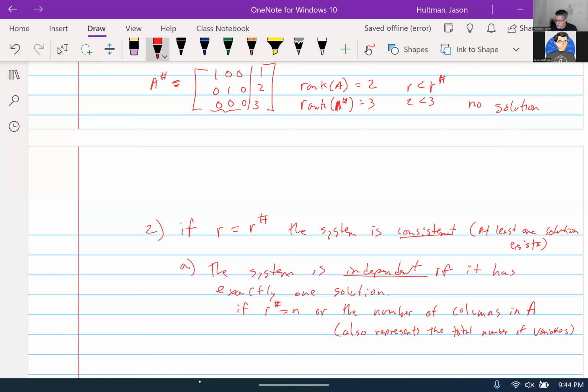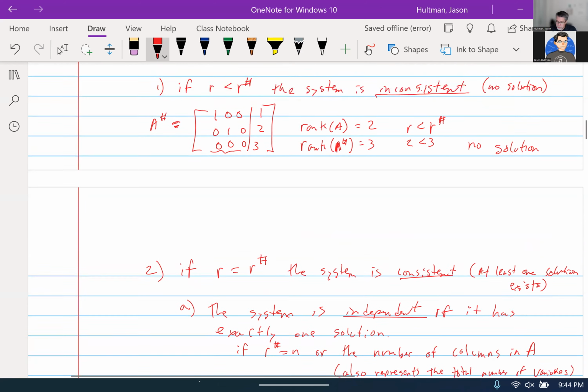Okay, so let's make this more concrete. If the total number of variables is 3, then that augmented matrix needs to have a rank of 3. We can't have a row of zeros, or a row that only contains one non-zero element. It can't have that. Otherwise, we have an infinite number of solutions. We don't have just one solution.